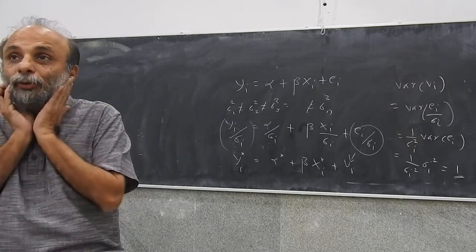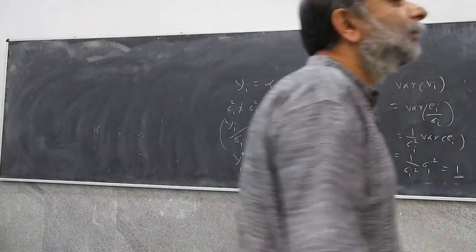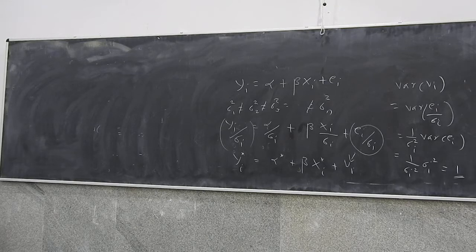Sure? So in this case, suppose I have n observations. How many sigma squares do you have to estimate? N. If I have n plus 50 observations, how many sigma squares do you have to estimate?